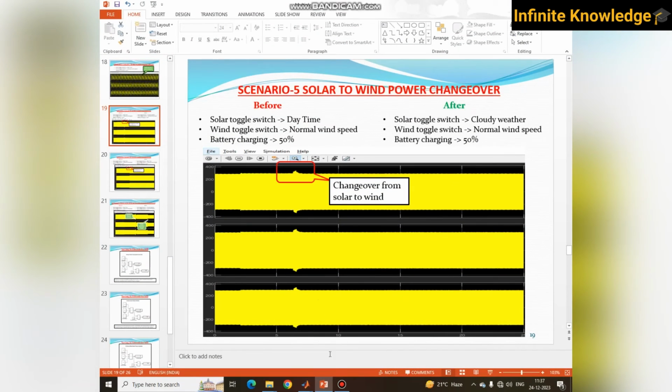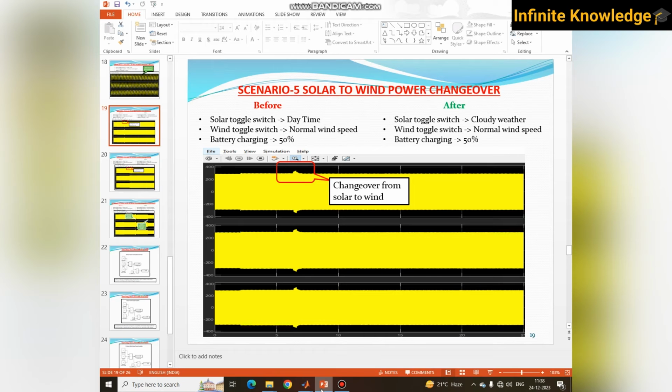Okay, so now we are checking scenario 5. So what is scenario 5? Solar to wind power changeover. So what is the before condition? Before, solar and wind both are in proper working condition, and after some specific time, cloudy weather happens, and your solar will be isolated.